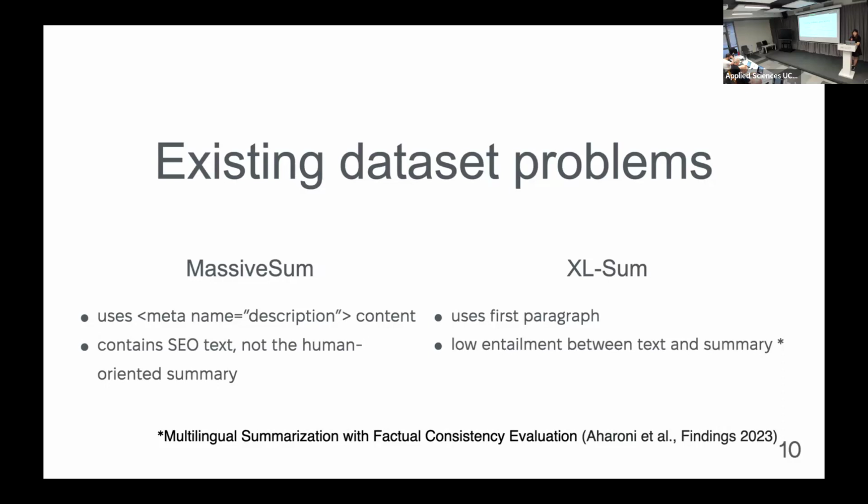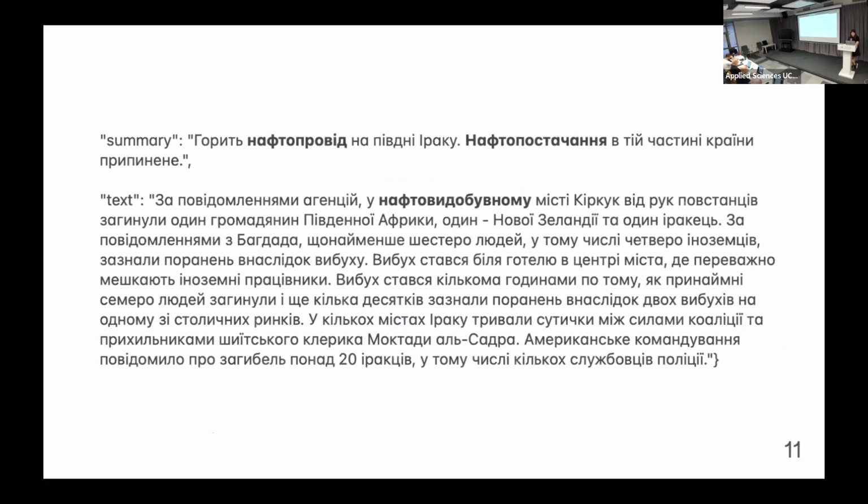So this dataset also includes a lot of mistakes. For example, this is one example from the Excel sum dataset. Here are highlighted all words that contain the root nafta, and just to show that many details are lost if you treat the first paragraph as a summary, and there were a lot.